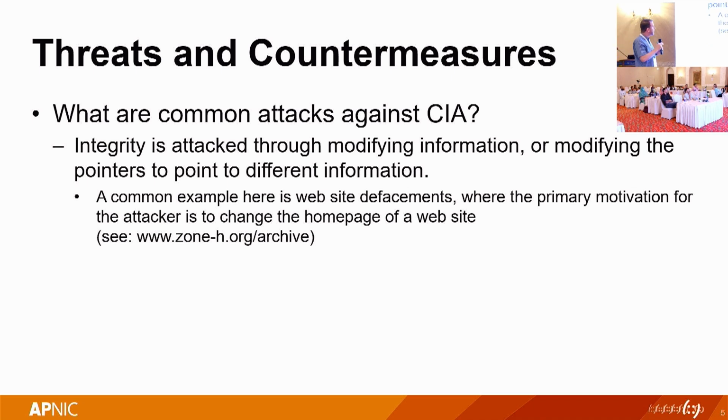Now, integrity is attacked through modifying information or modifying the pointer to the information. So modifying information, the Zone-H and that website defacement, people would break into websites and change them. That is attacking the integrity of it.